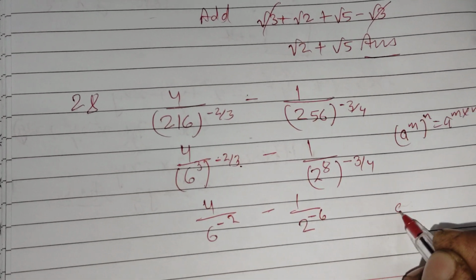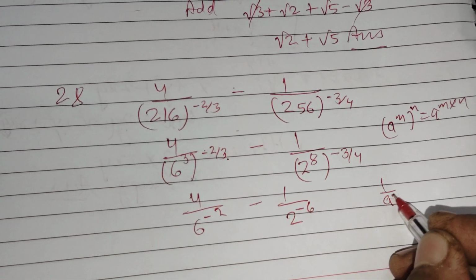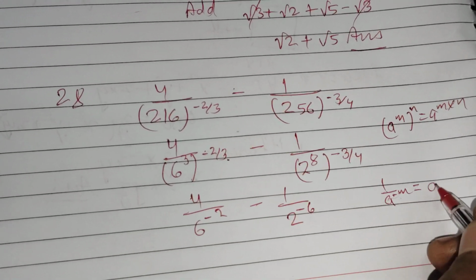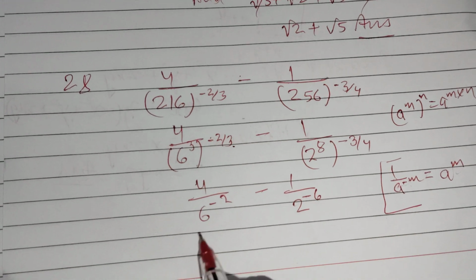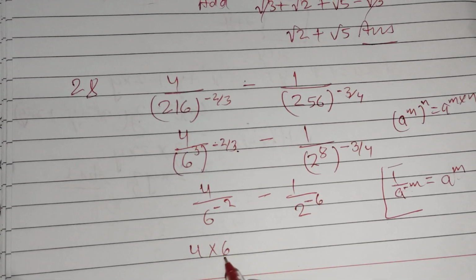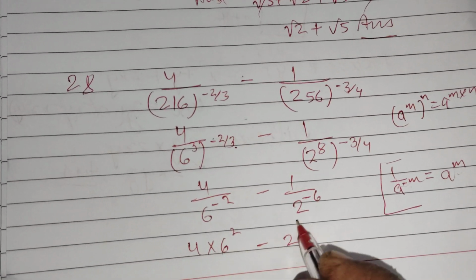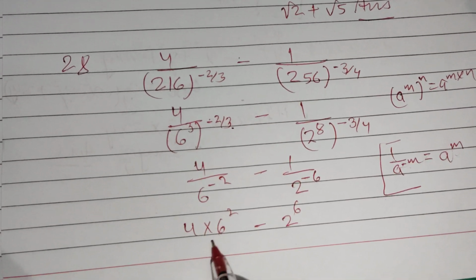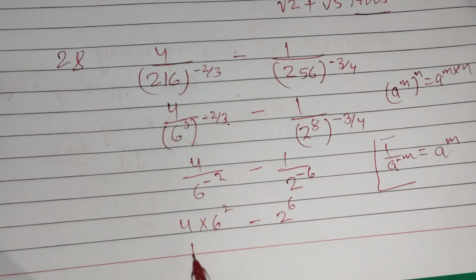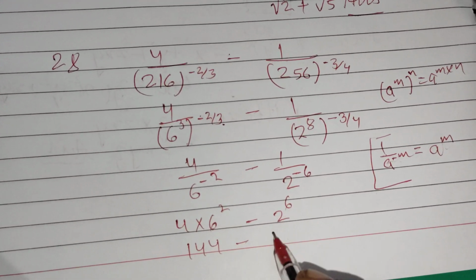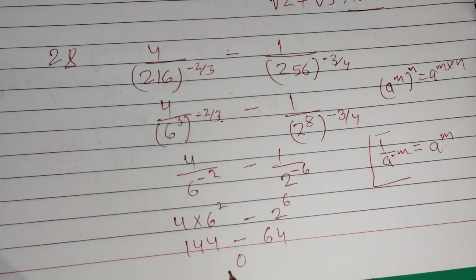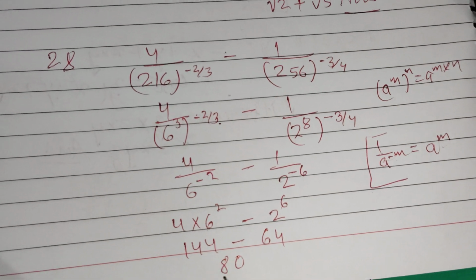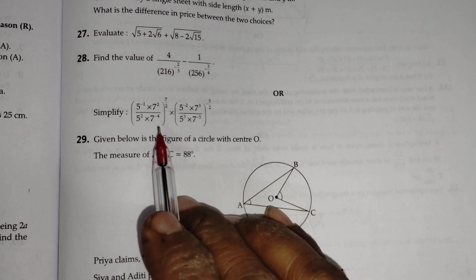And next we know that if there is 1 upon a power minus m, we can write it as a power m positive when we send it to the numerator. So it becomes 4 into 6 square minus 2 raised to power 6. So 6 square is 36, 36 times 4 is 144, minus 2 raised to power 6 which is 64. Subtracting it we get 80 as the answer. The next part you can do.